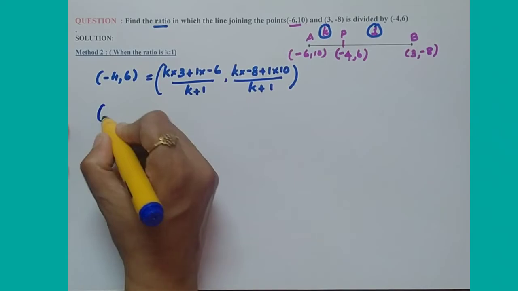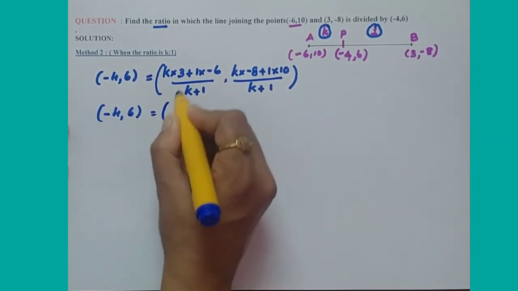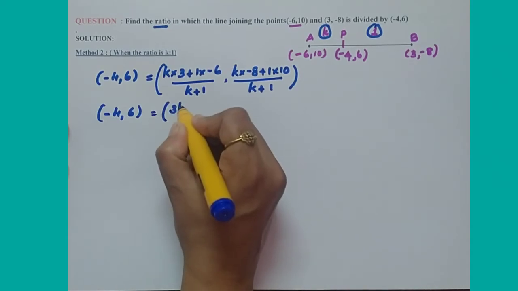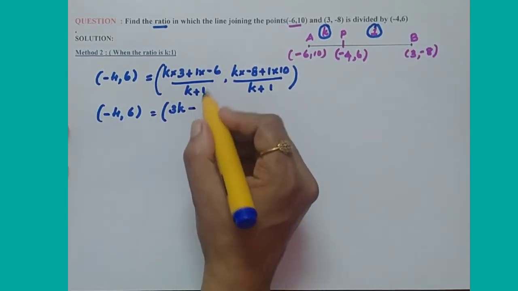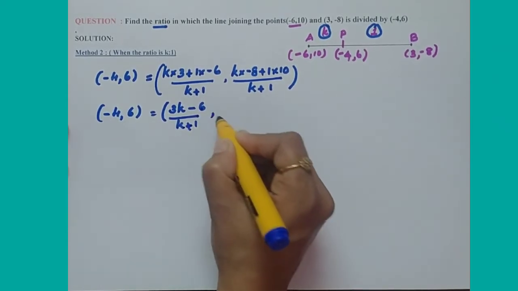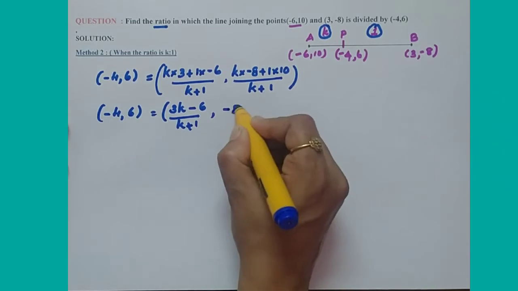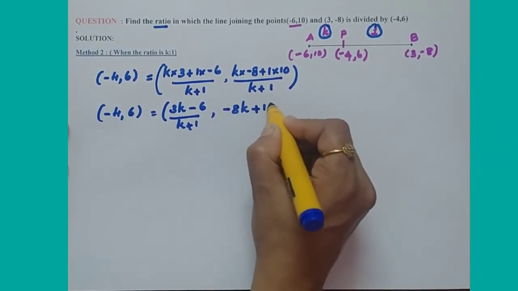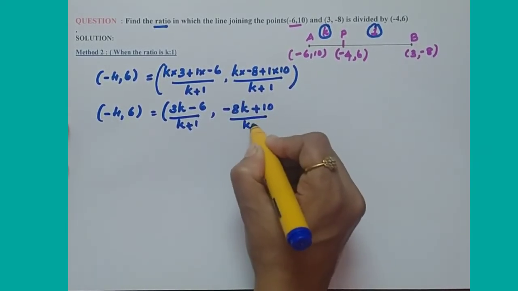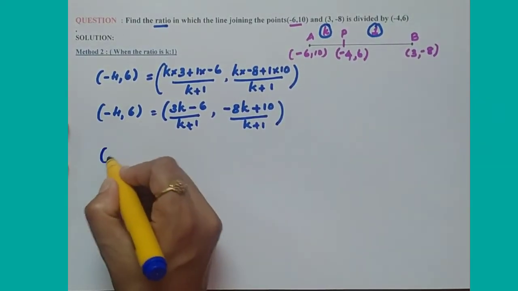Now I am going to simplify. -4, 6 equals k into 3 is 3k plus 1 into -6 is -6 divided by k plus 1, and your RHS is k into -8 is -8k plus 10 divided by k plus 1. Now listen to the next step.